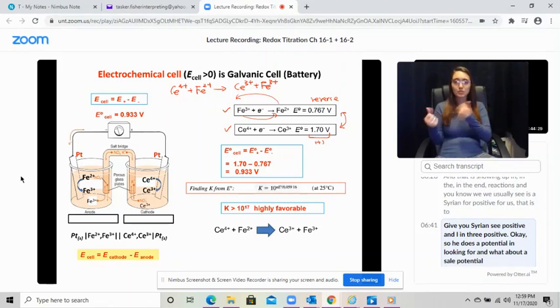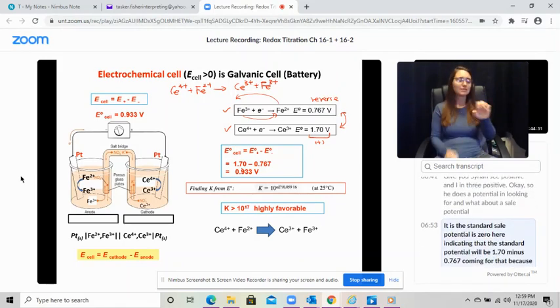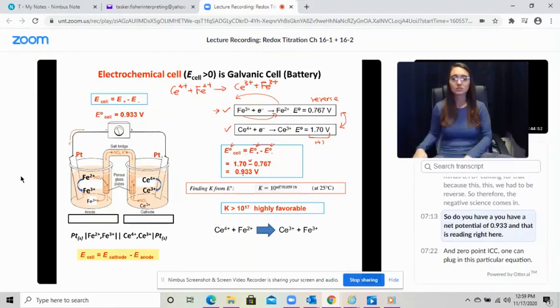And what about cell potential? It is the standard cell potential, with the 0 right here indicating that the standard potential will be 1.70 minus 0.767, coming from that, because this will have to be reversed. So therefore, the negative sign comes in. So you have a net potential of 0.933, and that is reading right here.